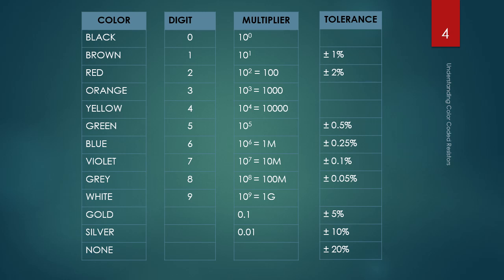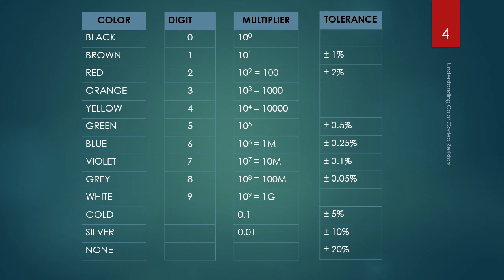Now this color coded resistor which we have seen has a certain digit, a certain multiplier, and also a certain tolerance. Tolerance is there because resistance actually changes with temperature and with different physical conditions. Also, due to manufacturing there can be some error. So tolerance is given due to all these factors.